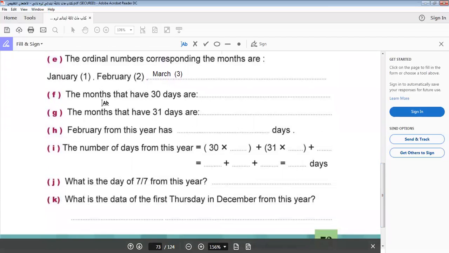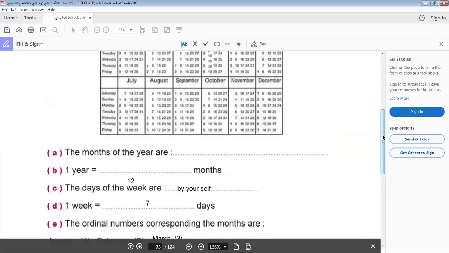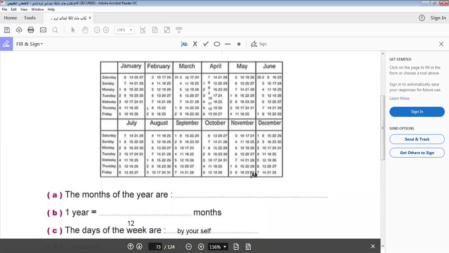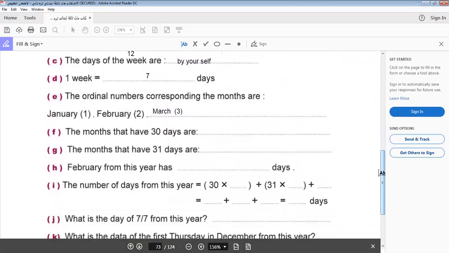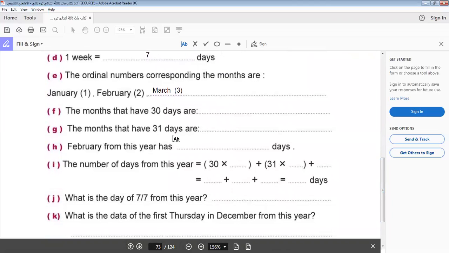The months that have 30 days are what? Look at the table, and here you have 30, and here you have 30. Think about them and search on the internet or ask your parents about it and tell me your answer. Okay, what is the month that has 30 days and 31 days? Tell me the answer by yourself.